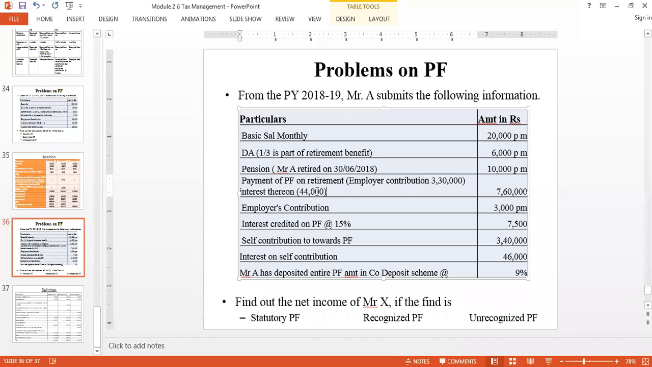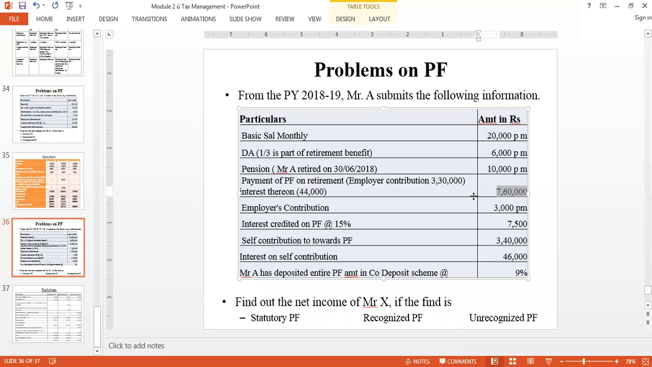I repeat once again. Payment on provident fund on retirement. This is a point. And it clearly says the employer's contribution is 3,30,000, and interest thereon is 44,000. Total amount coming is 7,60,000. Now, if you add these two, it is not coming to 7,60,000. It is coming less than that.